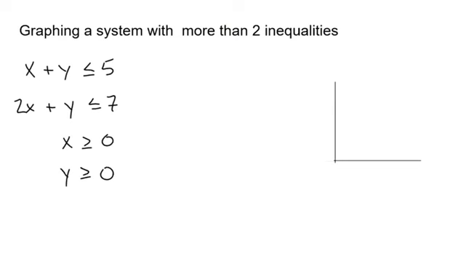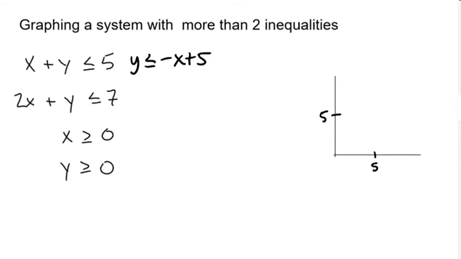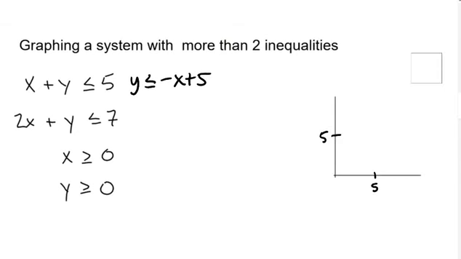And now I just need to graph these two lines. So x plus y is less than or equal to 5. That's basically the same as y is less than or equal to negative x plus 5. So maybe I will let this be 5. And I'll have a slope of negative 1, which means it's going to intercept over here at positive 5. And it's less than or equal to, so it's a solid line.